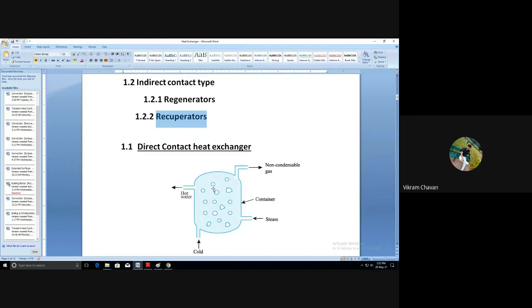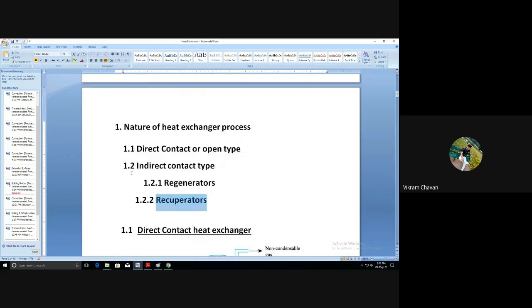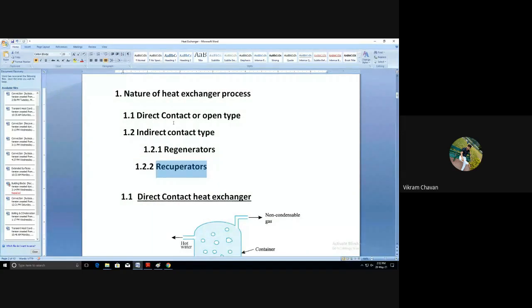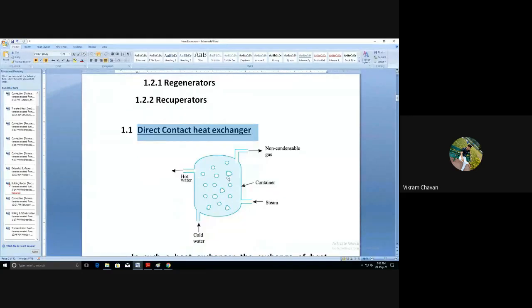You can use the heading and draw this diagram as 1.1. One is nature of heat exchange process, and under that we are discussing 1.1, direct contact or open type. So give the heading direct contact heat exchanger, and you can draw this diagram.